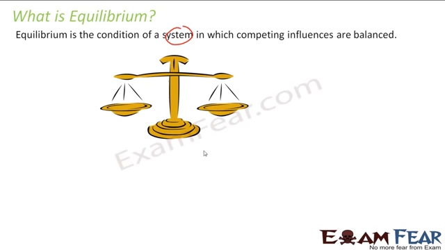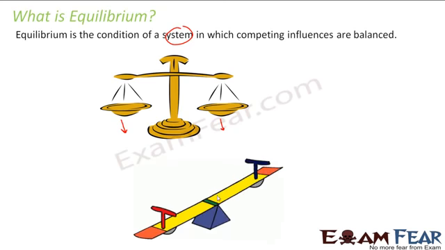For example, if you see the weight balance we have, the force which this side exerts, similar force this side exerts. So there is a balance. If you see the seesaw which kids play with in the playground, one kid will sit here, one kid will sit here. They'll balance and they'll play. That's balance. If you see this gymnast doing some equilibrium activities here, standing in this position, he is totally in equilibrium.